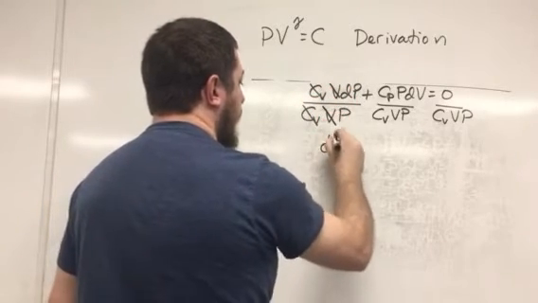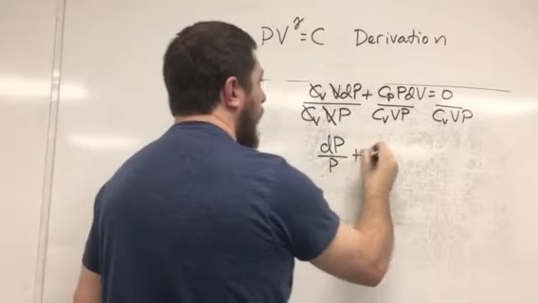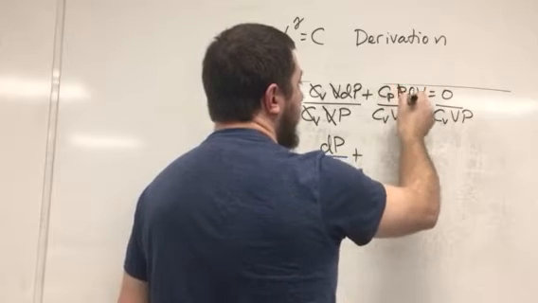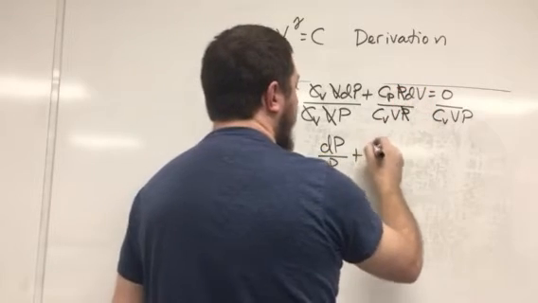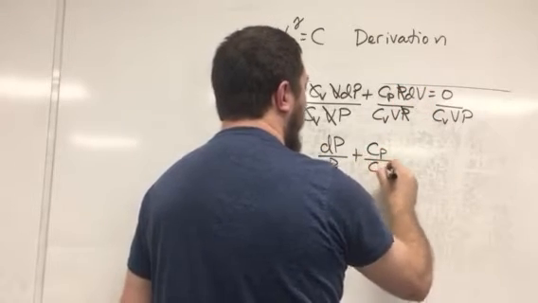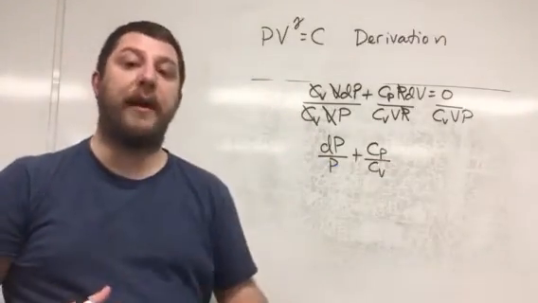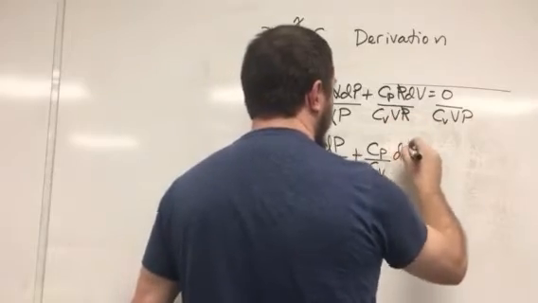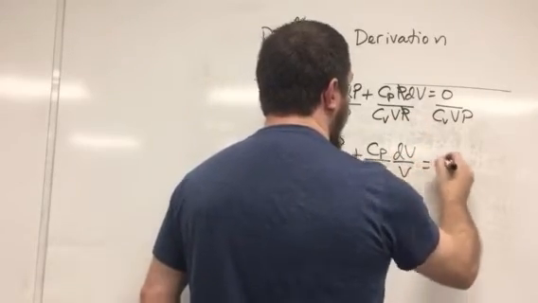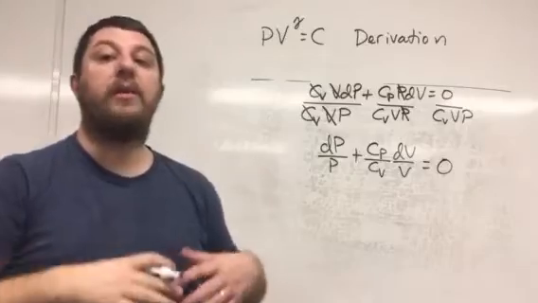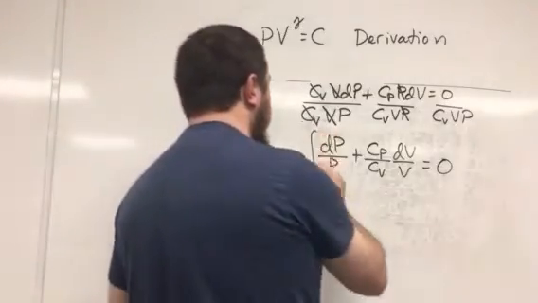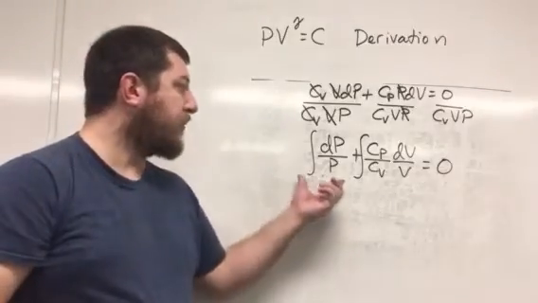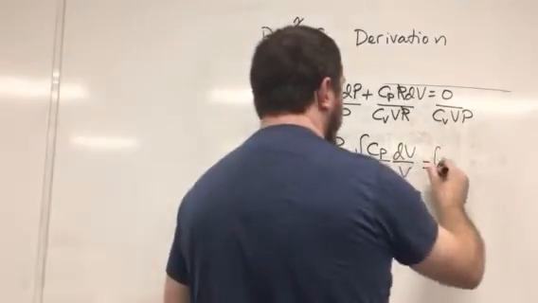So I'm left with dP over P. And I'm going to be able to cancel out my P's here. And I'm left with the ratio of CP over CV. That's where we get that ratio from, right? And I'm left with dV over V. And again, that side is also 0. So now I can integrate. Well, it's not implicit integration, but it's indefinite integration.